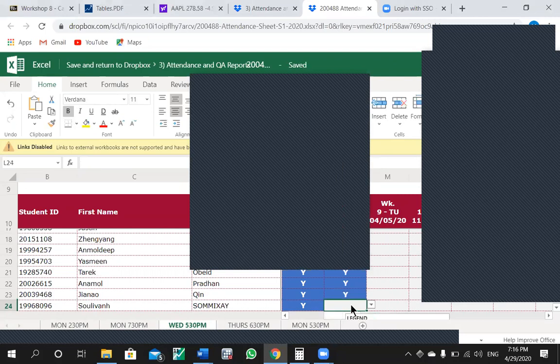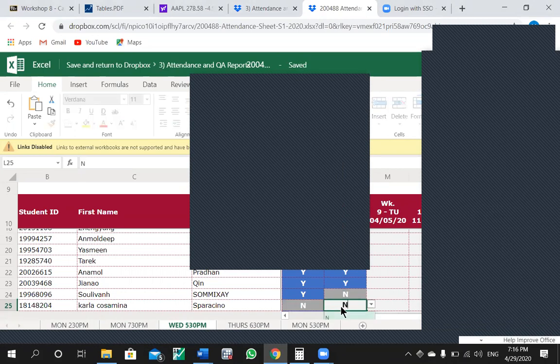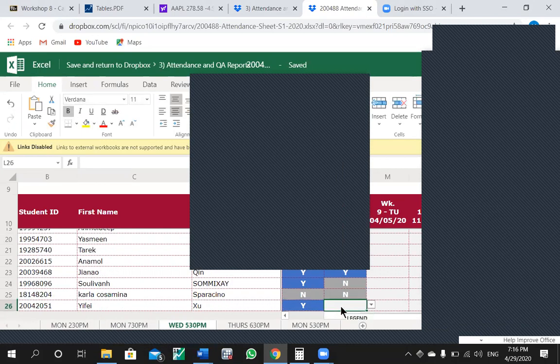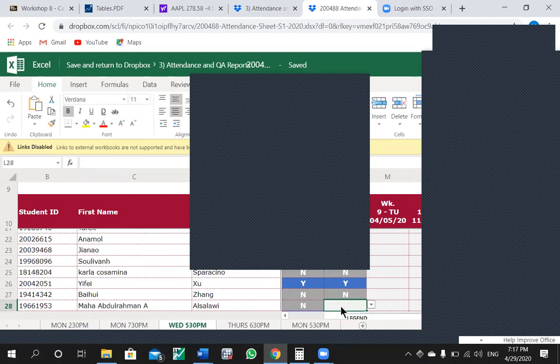Okay. Then Sullivan. Sullivan here now? No Sullivan, no. I don't see Sullivan. All right, Sullivan is not there. Carla here? No. Then Ifei Shu, I can see Ifei Shu here. Bai Hul Zhang. No. Maha Abdul Rahman. No.